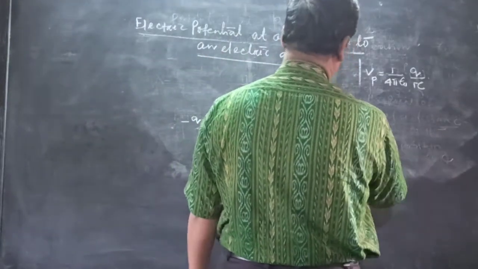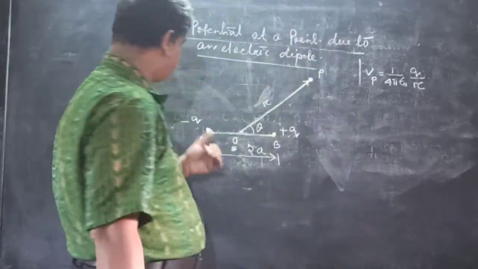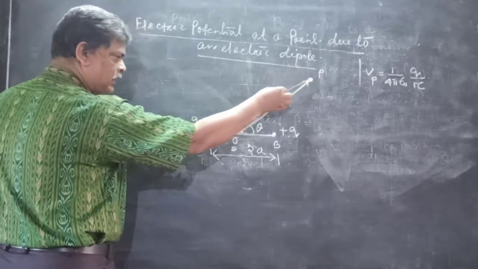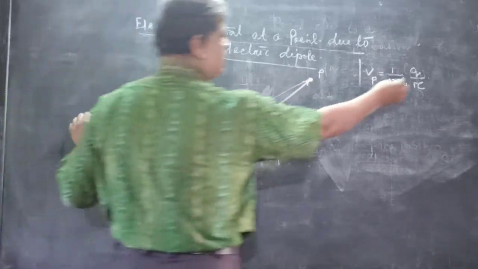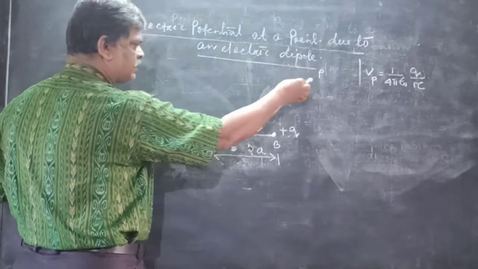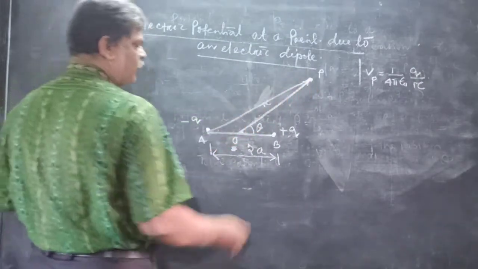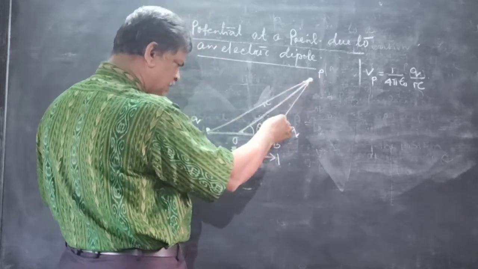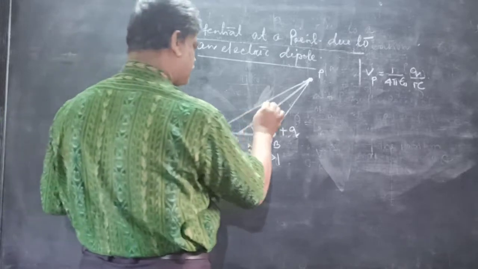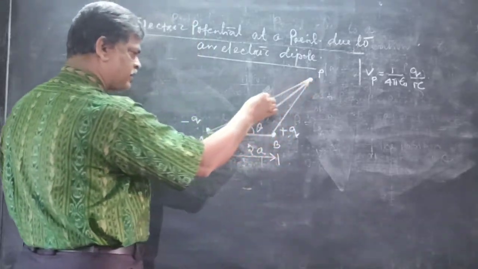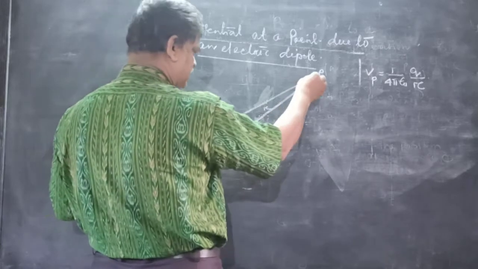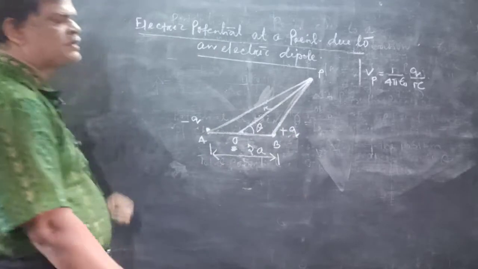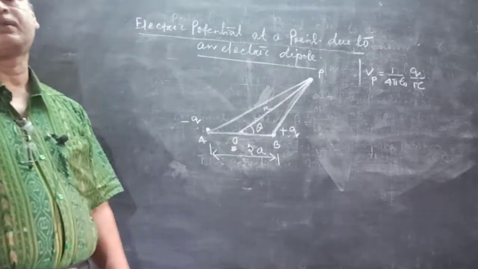Next, suppose we find the potential at point P due to V1, that is due to minus q. For the potential we need the distance: q by r, where r is the distance from this to this. When we find the potential at point P due to plus Q, we find the distance this. Clear? So this is the distance R, and this distance is AP, and this distance is BP. So we find out the distance from A to P and the distance from B to P.